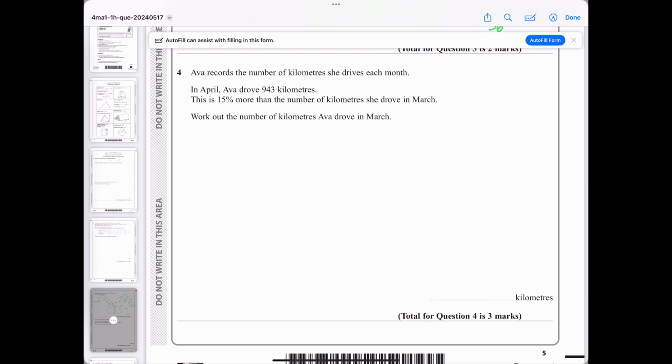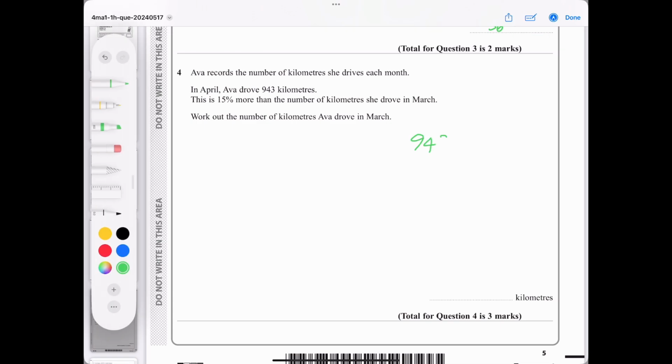So this is backwards percentage. So in April, she drove 943. So let's do that. And we know that that's 15% more than the number of kilometres she drove in March. So let's call the number of kilometres she drove in March 100%. Let's add 15% onto that, and that gives us 115. Now let's divide by 100, and that gives us our multiplier.